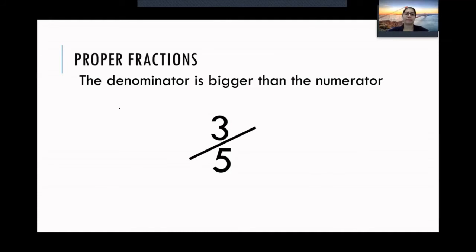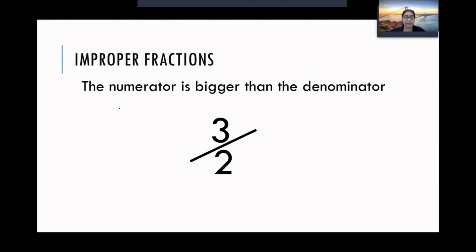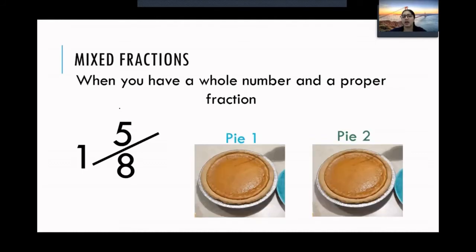So, proper fractions. These are the most common type of fractions that we've referred to so far. These are just normal fractions where the denominator, or the bottom number, is bigger than the numerator, the top number. Improper fractions, however, are the opposite, where the numerator, the top number, is bigger than the denominator. And then we have mixed fractions. These seem a bit complex, but really they're quite simple.